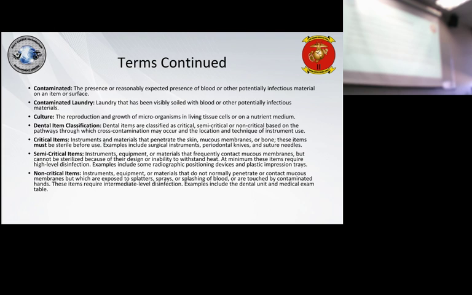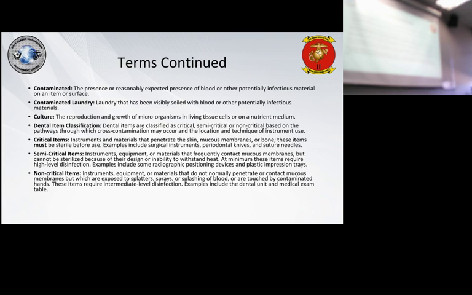Critical has to do with stuff that gets into the body. Instruments, materials that penetrate the skin, mucous membranes, or bone must be sterile before use. Examples: surgical instruments, periodontal knives, suture needles, stuff that penetrates the body. Semi-critical, next level down, instruments or materials that frequently contact the mucous membranes but cannot be sterilized because of their design or inability to withstand heat. Require high-level disinfection. Examples include radiographic positioning devices, plastic impression trays.